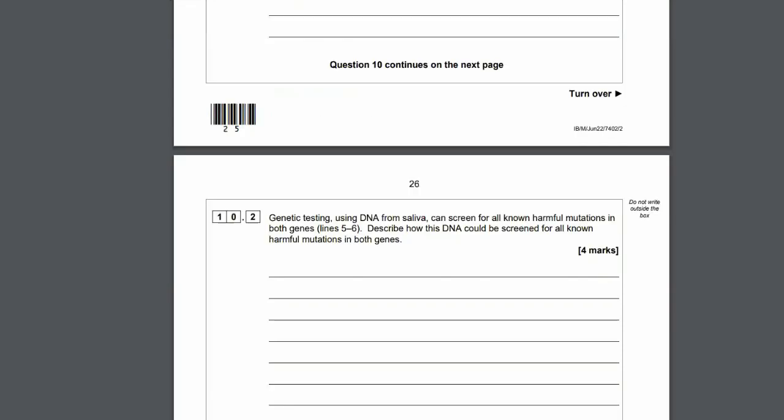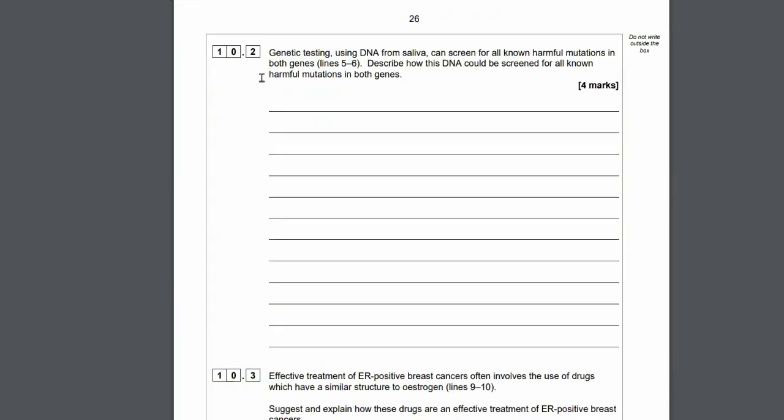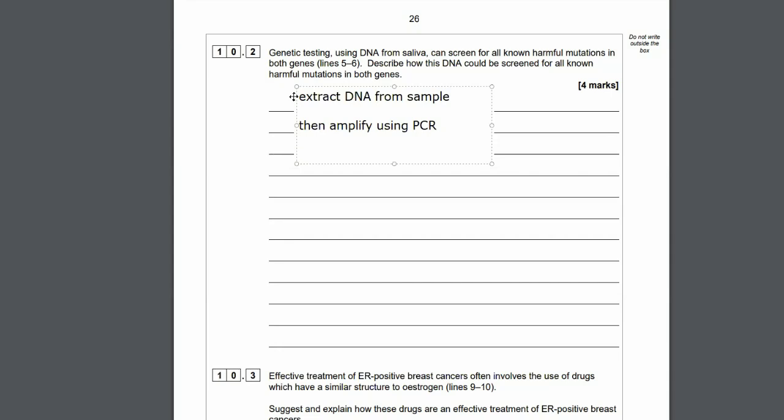And all of that comes down to a change in the primary structure, tertiary structure, 3D shape, and therefore leads to uncontrollable growth. Genetic testing using DNA from saliva can screen for all known harmful mutations in both genes. Describe how this DNA could be screened for all known harmful mutations in both genes.